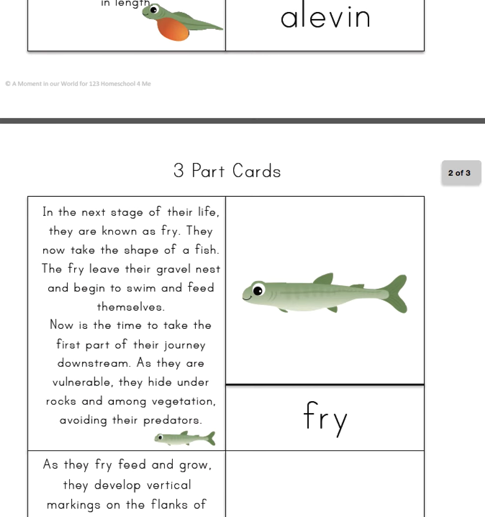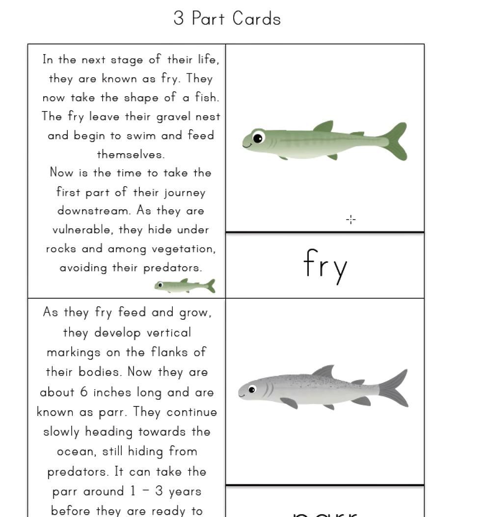And from the stage of the alevin, they become fry. In the next stage of their life, they are known as fry. They now take the shape of a fish. The fry leave their gravel nest and begin to swim and feed themselves. Now is the time to take the first part of their journey downstream, as they are vulnerable. That means they're in danger of predators and other things that could harm them.